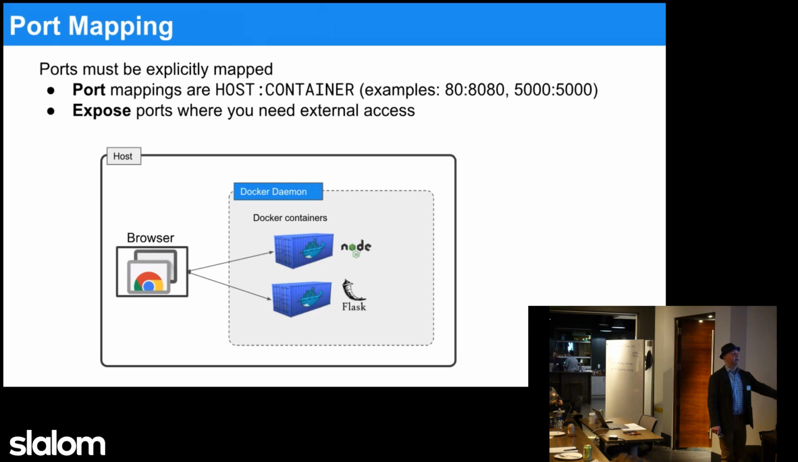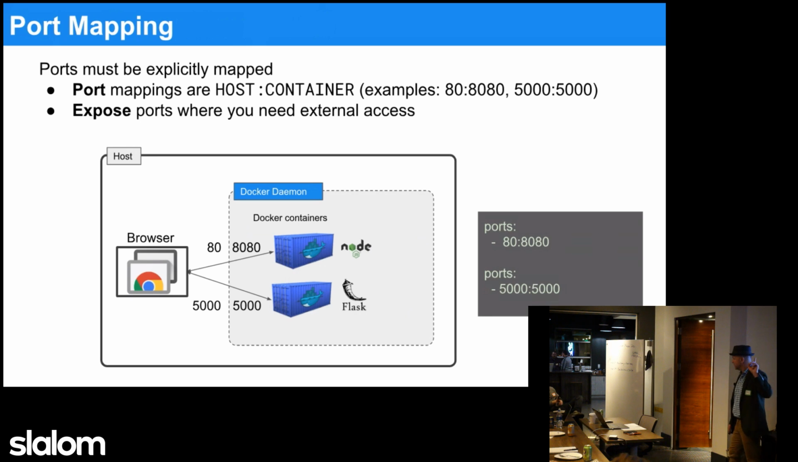I'm basically going to say I want my Node app to be available on port 80, even though Node is actually exposing the application on port 8080. And my Flask app is going to expose its API on port 5000, and I'm going to make that available to the browser on port 5000. So what you end up doing is putting a little ports block in your Docker Compose file, which we're going to talk about in a minute, that maps the ports just like that.